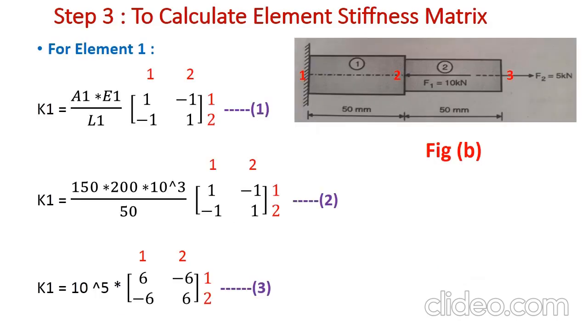Third step, we are asked to calculate nodal displacement. For that, our very first step of calculation is that we calculate element stiffness matrix. There are two types of stiffness matrix. First is elemental, second is global.